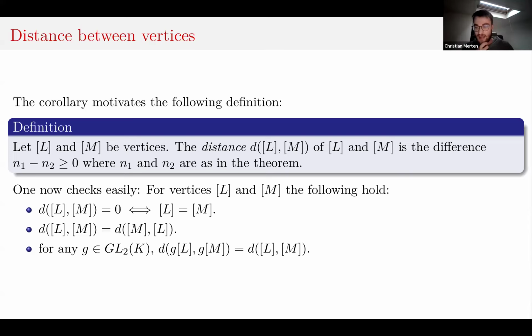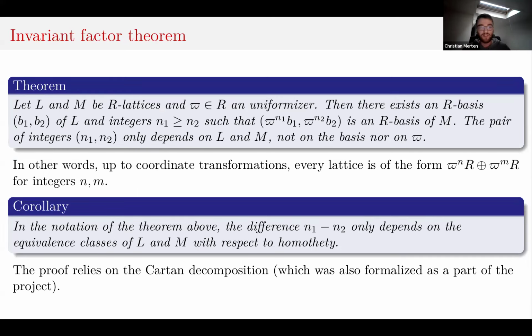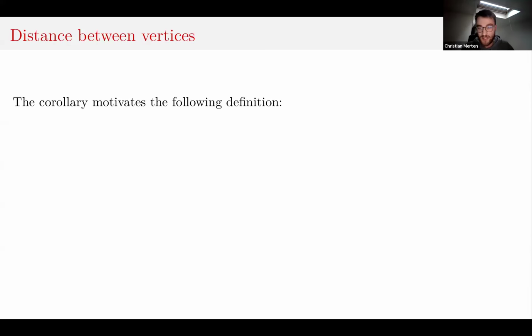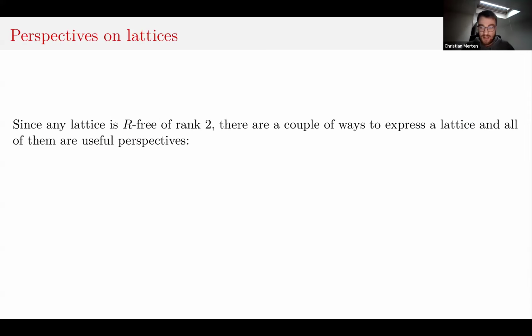Because as you might imagine, if I go back to the theorem, the invariant factor theorem, this involves a basis of L and a basis of M, and quite some explicit data. And this sounds like it could be quite hard to state in Lean or quite painful to work with. And this essentially comes down to 3 different perspectives on lattices that we can take on.